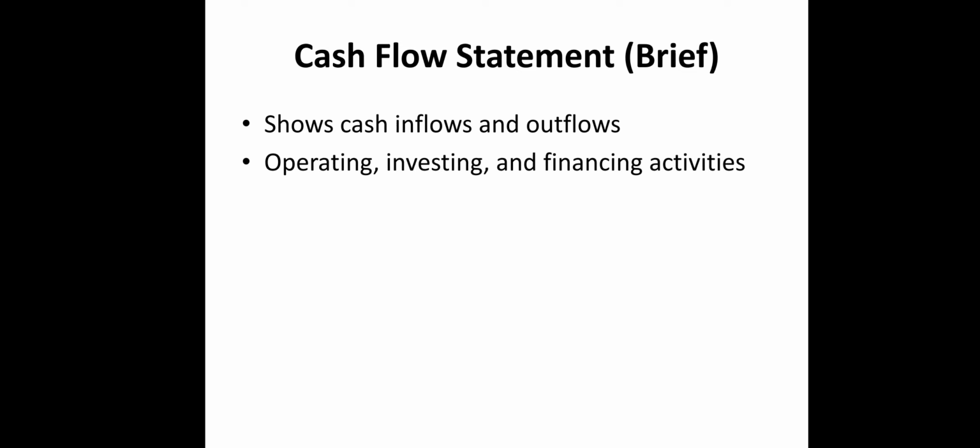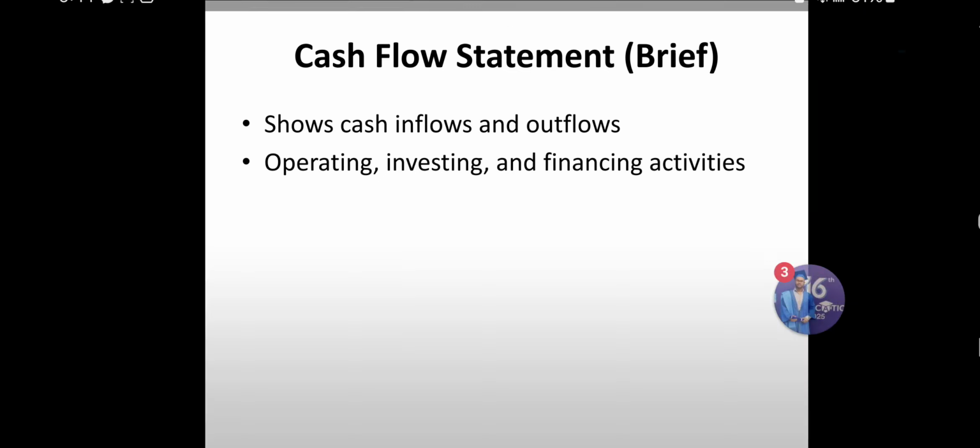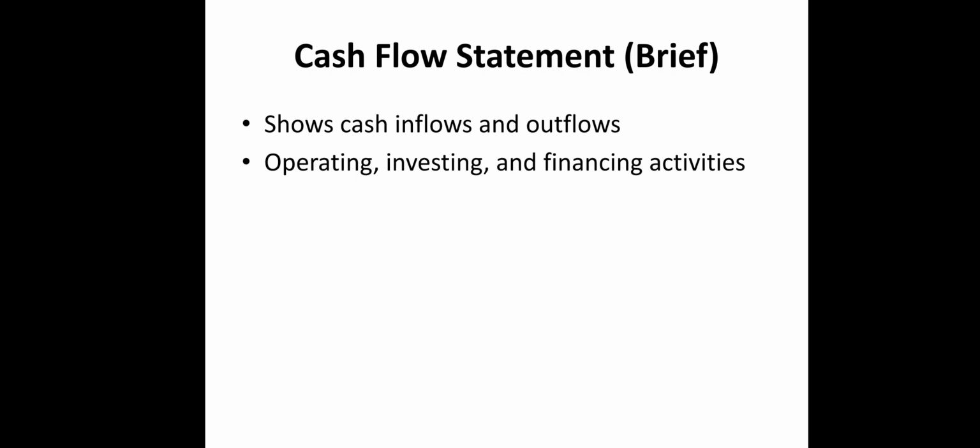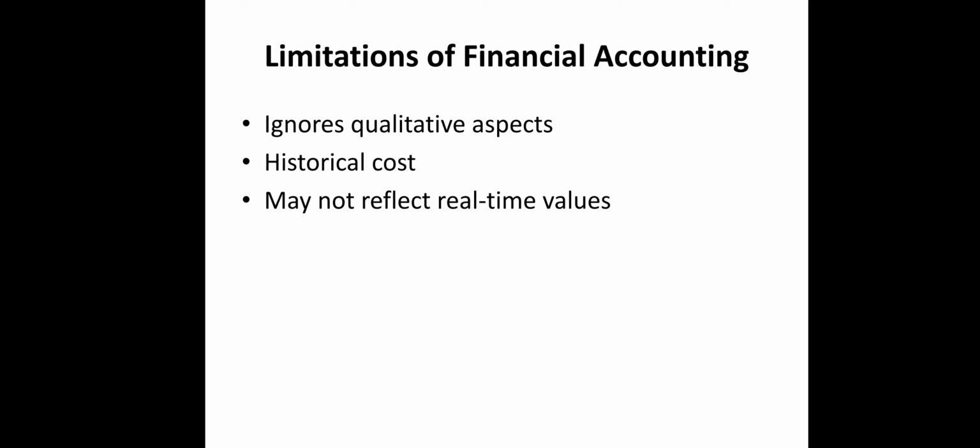Cash flow statement. This shows actual movement of cash. It is divided into operating activities, sales and expenses; investing activities, buying equipment; and financing activities, loans and dividends. It helps businesses avoid running out of cash even if they're profitable.